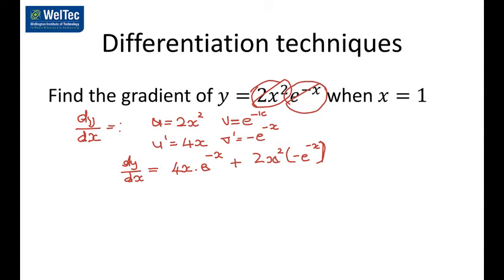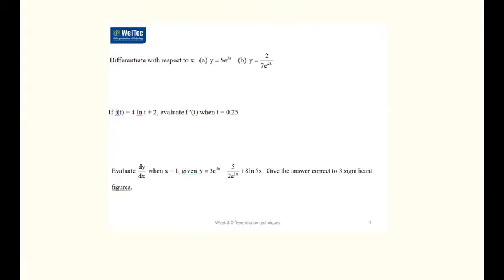Now we just need to substitute in when x equals 1. Do some number crunching. So putting x equals 1 into here is going to give us 0.7353.